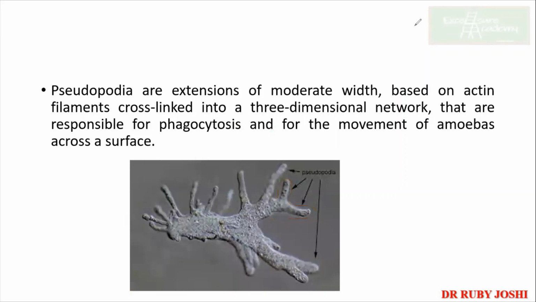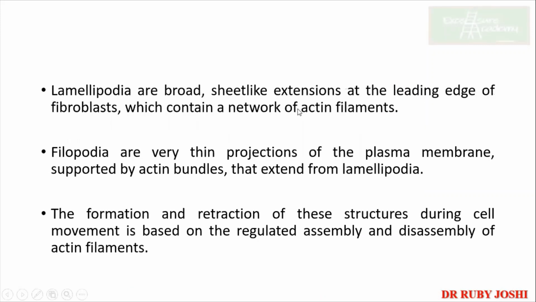Now, lamellipodia. They are broad, sheet-like extensions at the leading edge of the fibroblast, which contain a network of actin filaments. You have seen this in the previous lecture where I was talking about the fibroblast. There were narrow sheet-like projections which were helping the fibroblast to move. Those are your lamellipodia.